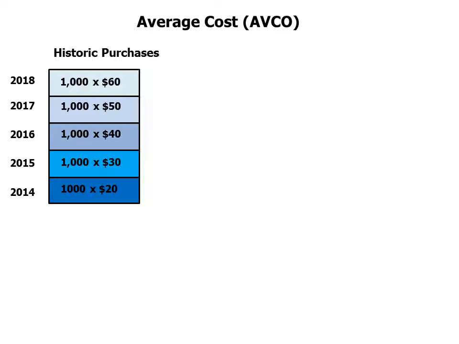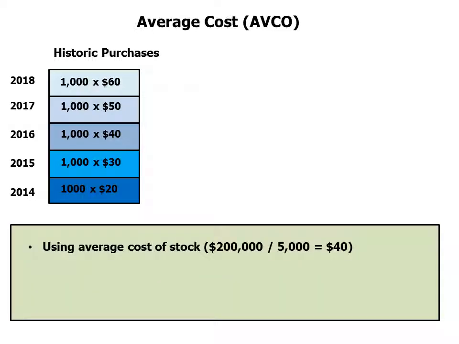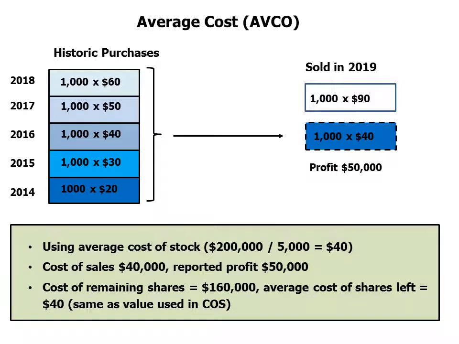And finally, we'll look at average cost. We'll start off with the historic purchases. The average cost of the stock is the total purchase cost of $200,000, divided by the number of shares, which is 5,000, giving $40. So our cost of sales is 1,000 times $40, which is $40,000, and our reported profit is $50,000, between that under LIFO and that under FIFO. The cost of the remaining shares is 4,000 shares at $40 each, which is $160,000, and the average cost of $40 is the same as the value used in cost of sales.